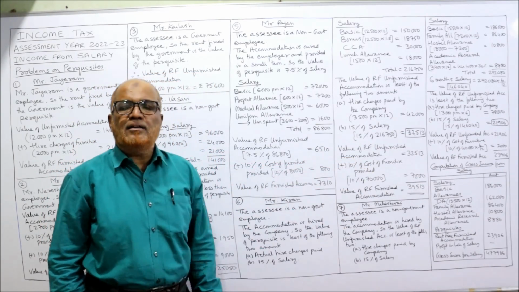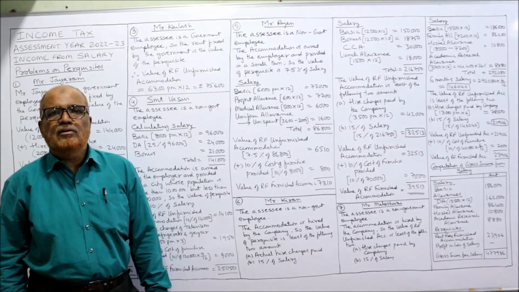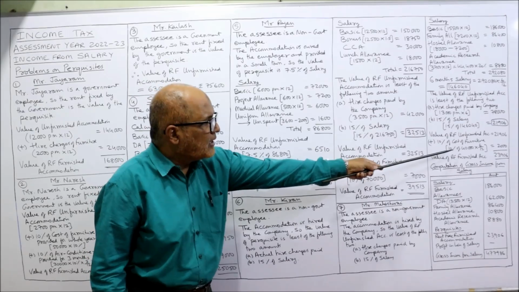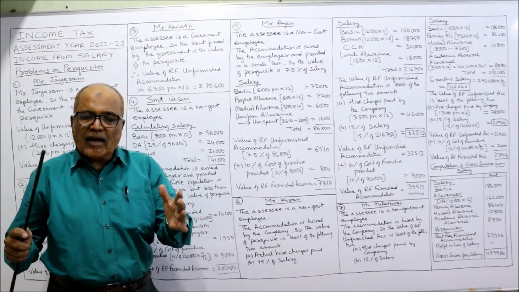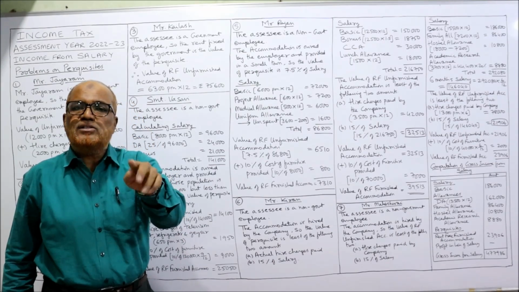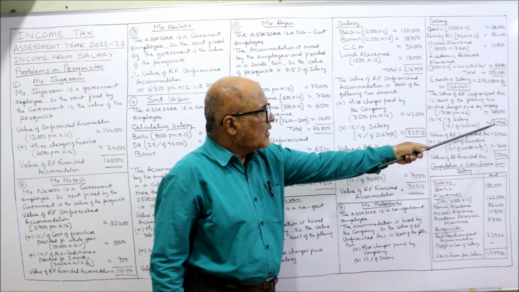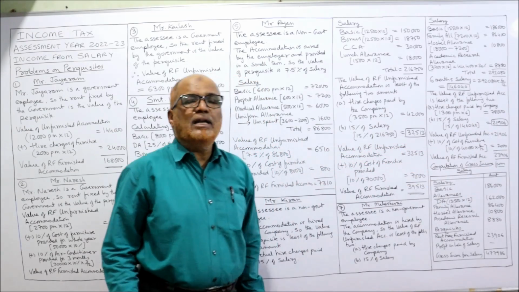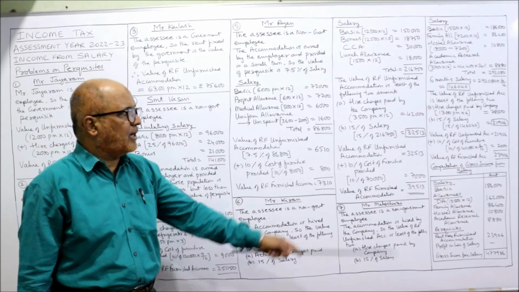To this we add 10% of the cost of furniture. 10% of 40,000, 4,000. Add up 10% of 40,000 into 6 by 12, because the accommodation is given only for 6 months, not for the complete year. That's why 6 by 12. So 2,000, add up 2,000. 23,906. This is the value of furnished accommodation.